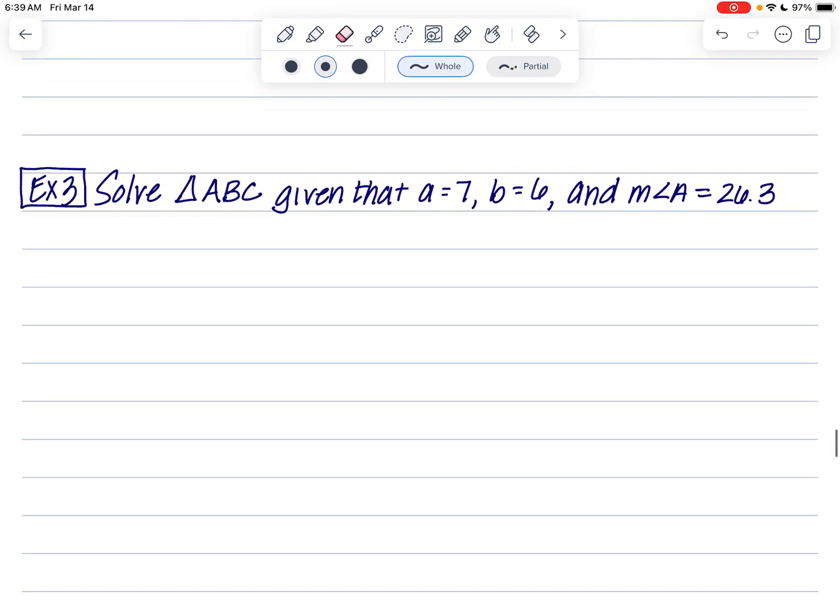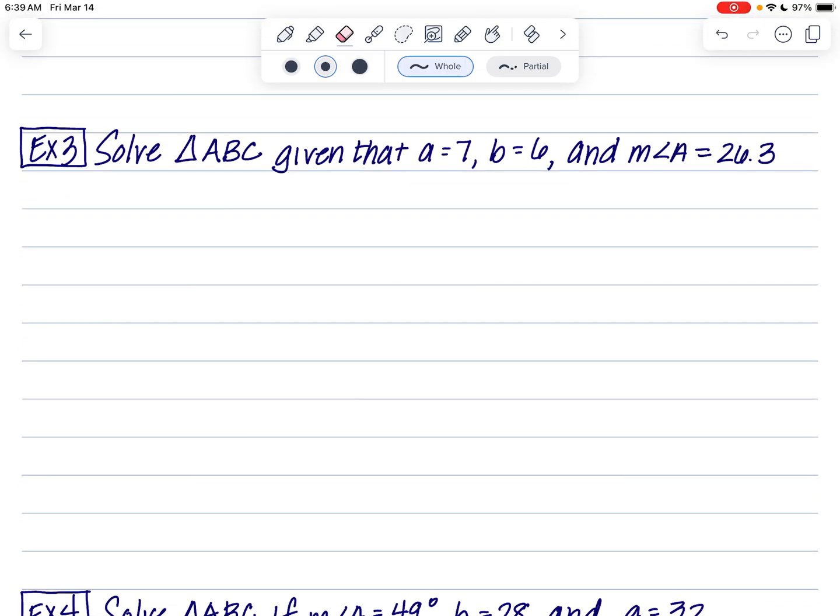Solve ABC given that a is 7, b is 6, and angle A is 26.3. Okay, first of all, we are given side angle, so that means I have to draw this out, and I got to test to see, am I finding 1 triangle, no triangles, or 2? Okay, so the first thing I'm going to do is I'm going to draw this generic triangle. I draw the same one every time. Angle A is 26.3. Side a is 7.